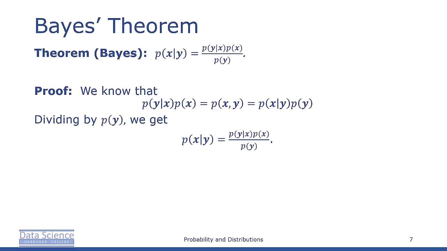This is a direct consequence of the product rule we saw in the preceding slide. If we know that the probability of y given x times P of x is equal to the probability of x given y times the probability of y, we can simply divide through by the probability of y and get that the probability of x given y is equal to the probability of y given x times the probability of x divided by the probability of y.